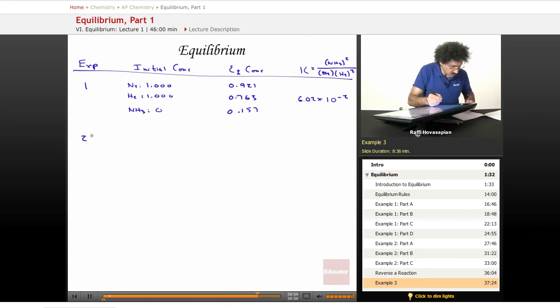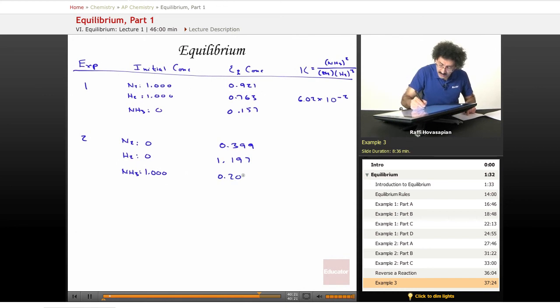When we did experiment 2, we found the following. We started with an N2 concentration, an H2 concentration, and an NH3 concentration, and this time we did 0, 0, and 1.000. I'll discuss what all of this means in just a moment. We ended up with 0.399, 1.197, 0.203. And when we calculated K, we get 6.02 times 10 to the negative 2. Notice they are the same even though these are not.